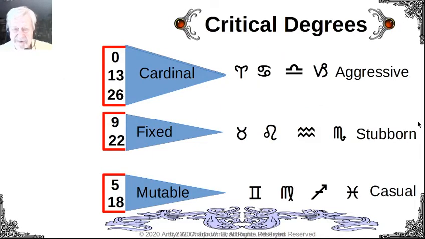The critical degrees, of course, the cardinal are 0, 13, and 26. That'll be aggressive if you see it in the Aries, Cancer, Libra, or Capricorn point. But if you see the fixed degrees of 9 or 22 in Taurus, Leo, Aquarius, Scorpio, that tells you they're a bit stubborn. And you can say, what are you going to do with that? Mutable, 5 and 18 in Gemini, Virgo, Sag, and Pisces is somewhat casual. Yeah, you can push them, but they're not in a hurry. So they're somewhat on a casual basis. So these are the critical degrees and basically what they mean. You have to add that to the mix as well.